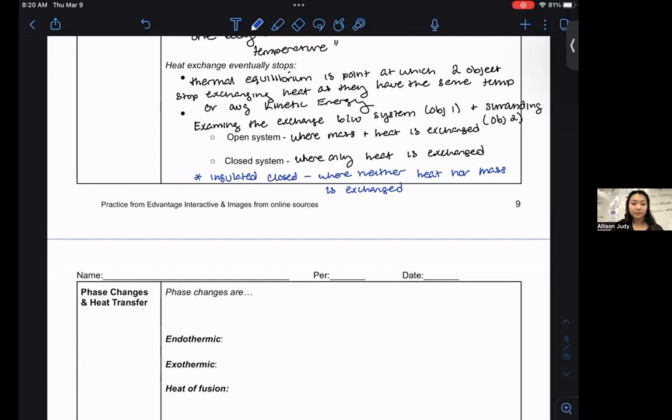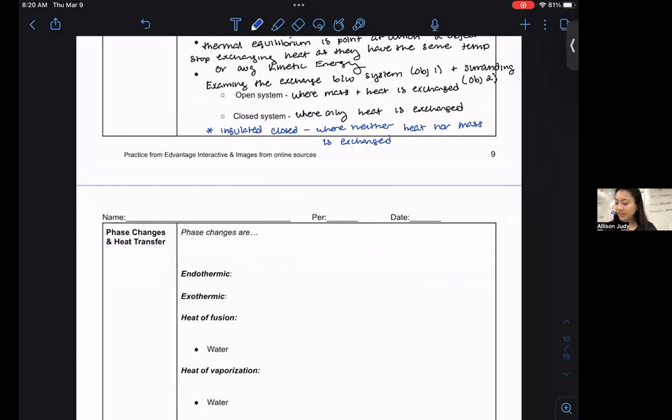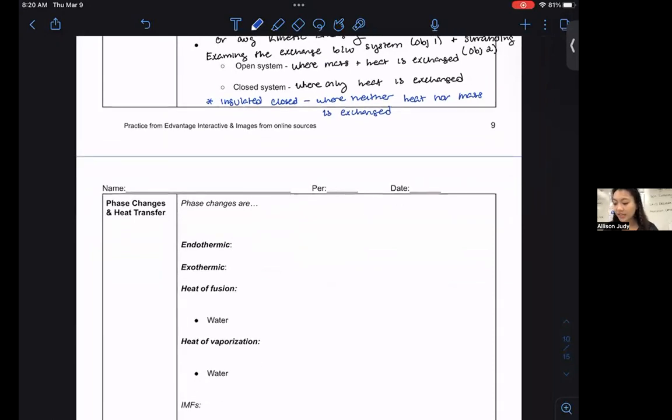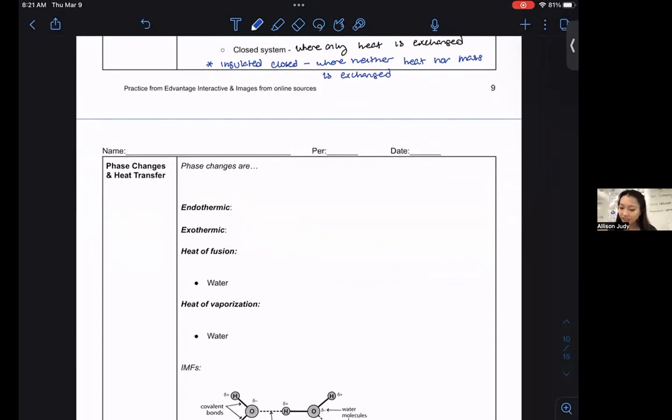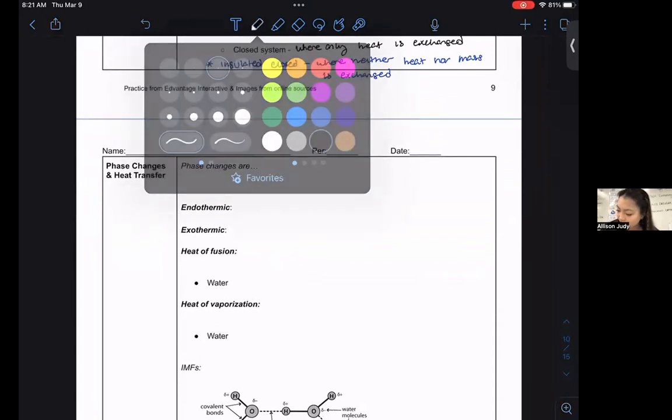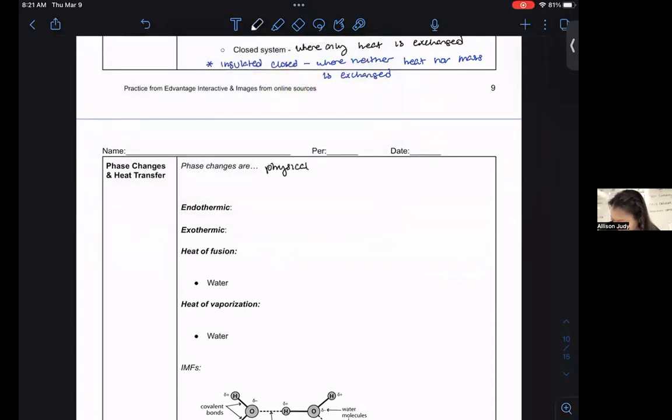Okay, so let's look at a really tangible way of understanding how we can track, quantify, and describe heat transfer. Phase changes between states of matter are one of the best examples. Phase changes are physical changes, or physical processes, that are dependent on heat exchange and IMFs, intermolecular forces between the particles.